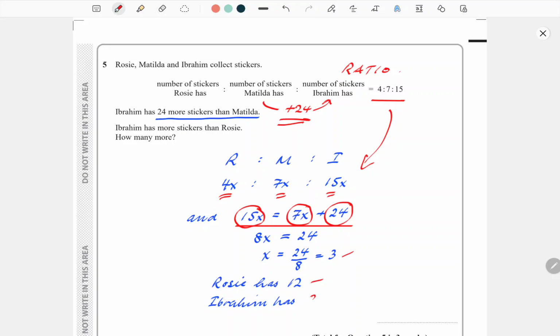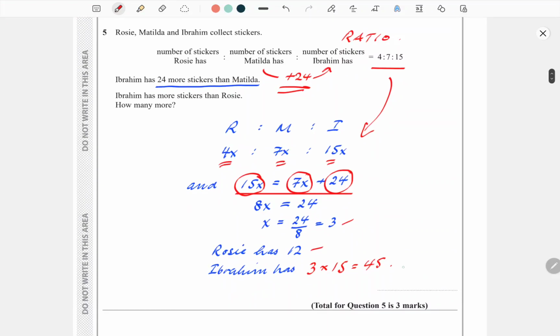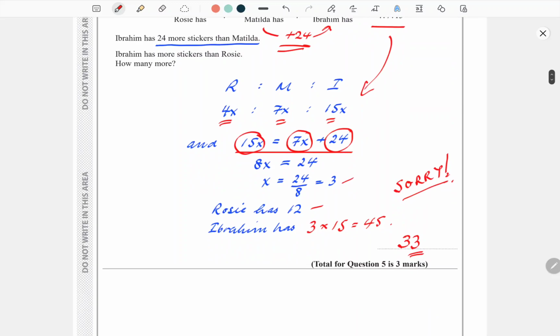3 times 15. So 45. And therefore, the actual answer is 45 minus 12. And that is going to be 33. Sorry about that. There we go. Hopefully, I haven't confused you too much. Any problems or questions on that, please leave it in the comments.